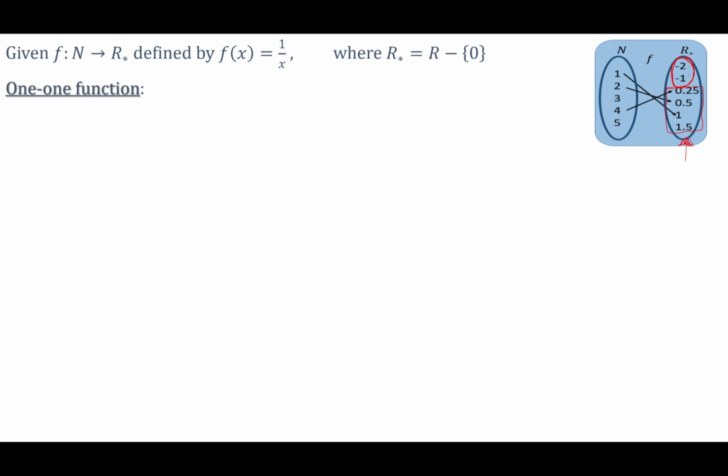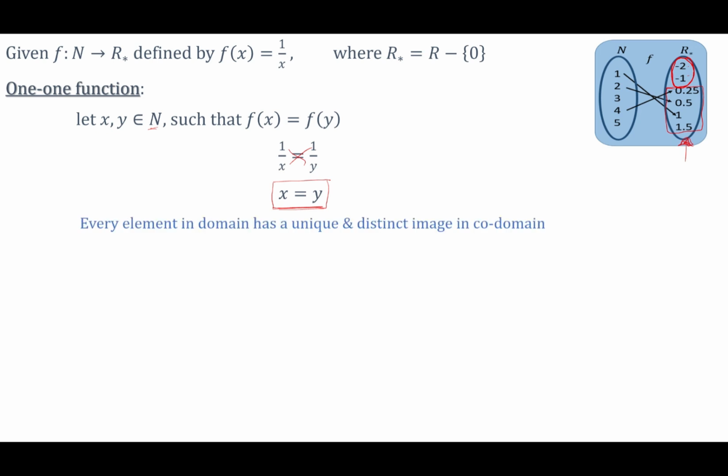To prove 1-1, we know that let x, y belong to the natural numbers such that f of x equals f of y. We know f of x is 1 over x and f of y is 1 over y. If I cross multiply, I get x equals y. We know the condition: if I prove x equals y, then the given function is 1-1. So the given function is 1-1.